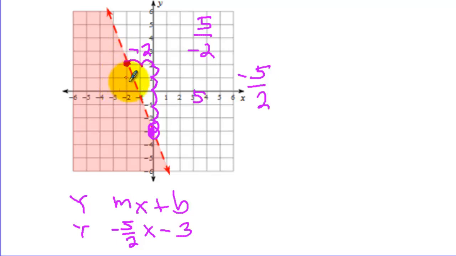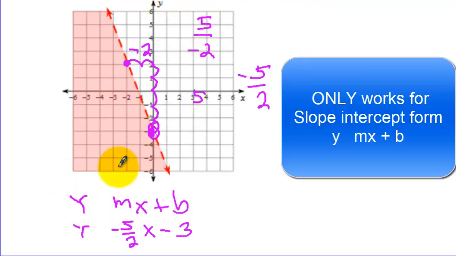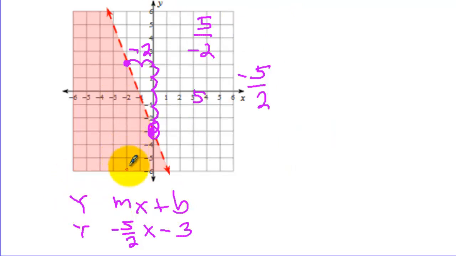Alright, next, we are going to use the shortcut to identify the inequality symbol. Now note that the shortcut will only work if you have slope-intercept form. The rule is, if the shaded area is below the line or below the horizontal line, the inequality symbol should be less than. So in this case, the shaded area is below the line, we are going to use less than.